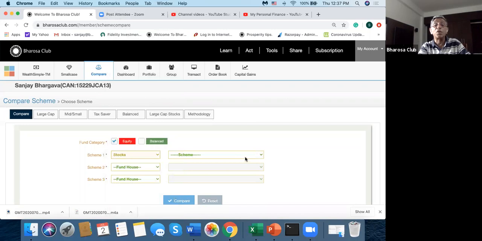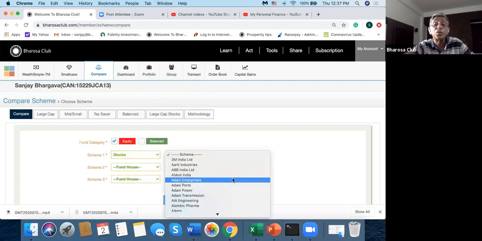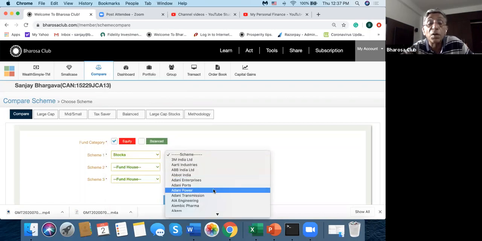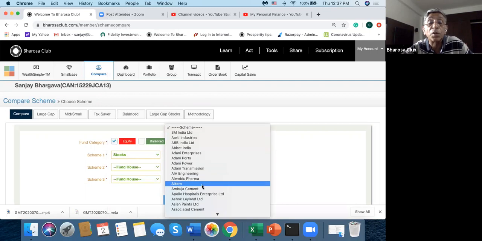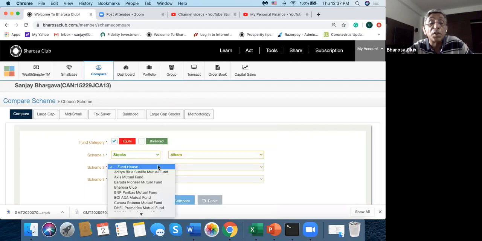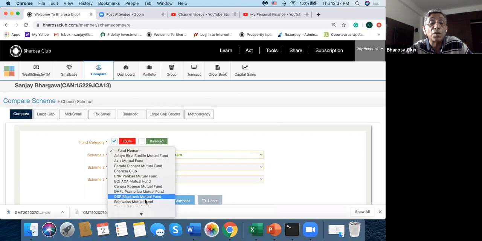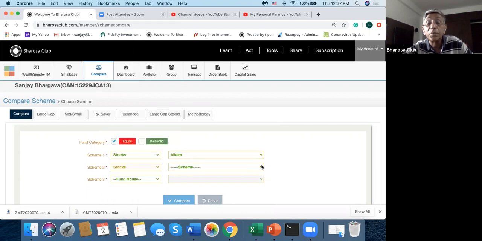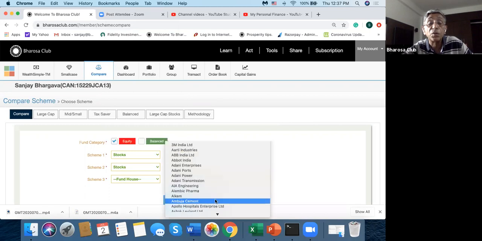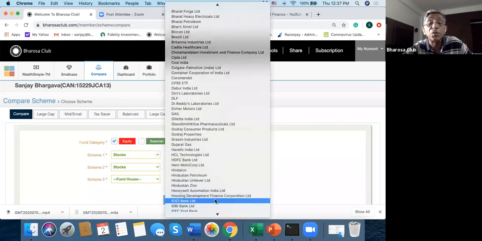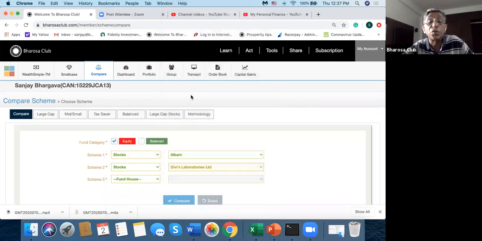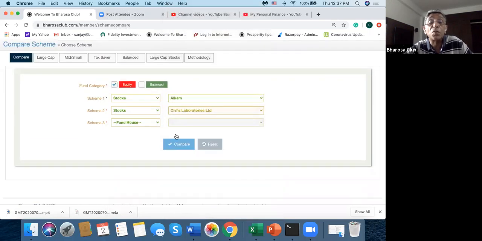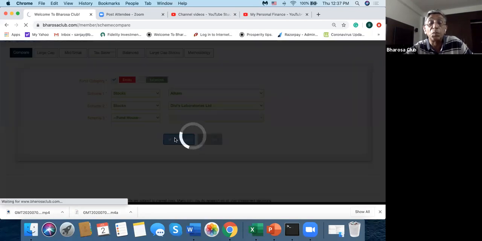In stocks, I search for Alkem. Okay, so I got Alkem. Then again, I go here into fund house, and again I go into stocks. Then I search for Divi's. These are alphabetical, so it's fairly easy to find. I find Divi's Labs. Okay, so now I found these two, and I want to hit compare. Let's see what it shows me.